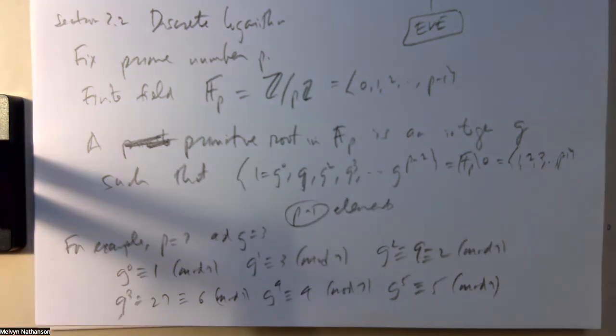So if you look at the congruence classes we got by taking powers of 3, we have 1, 2, 3, 4, 5, 6. We have all the non-zero numbers mod 7. So G is an example of a primitive root mod 7.